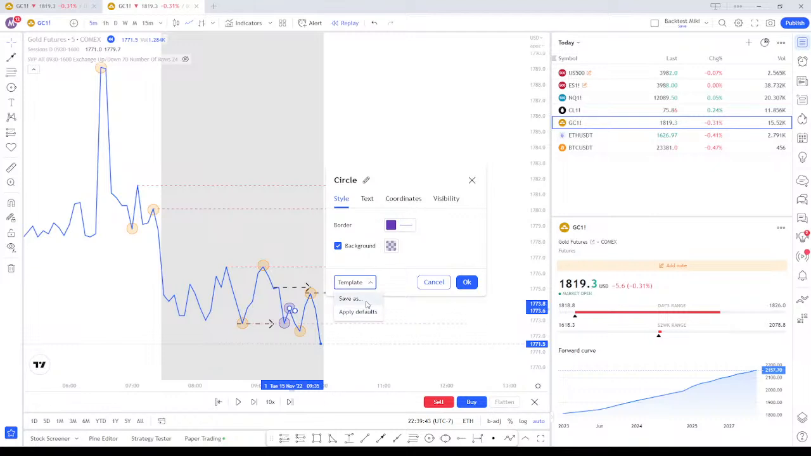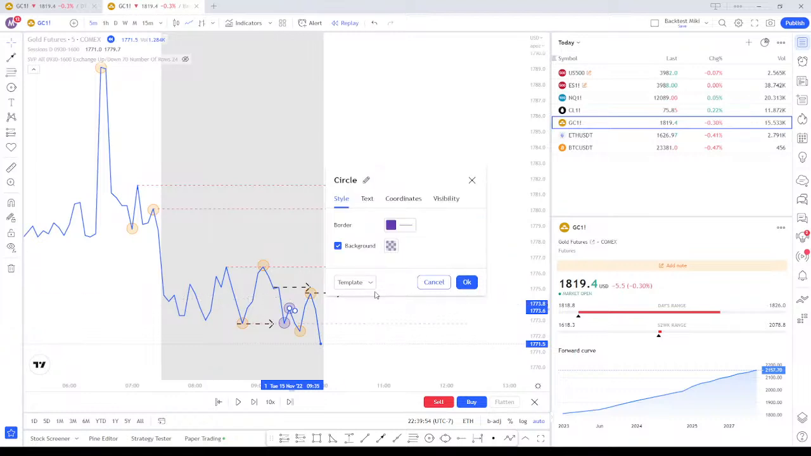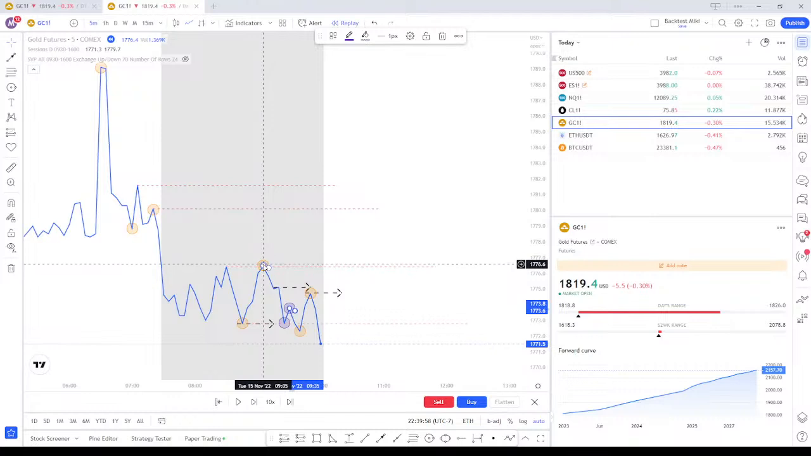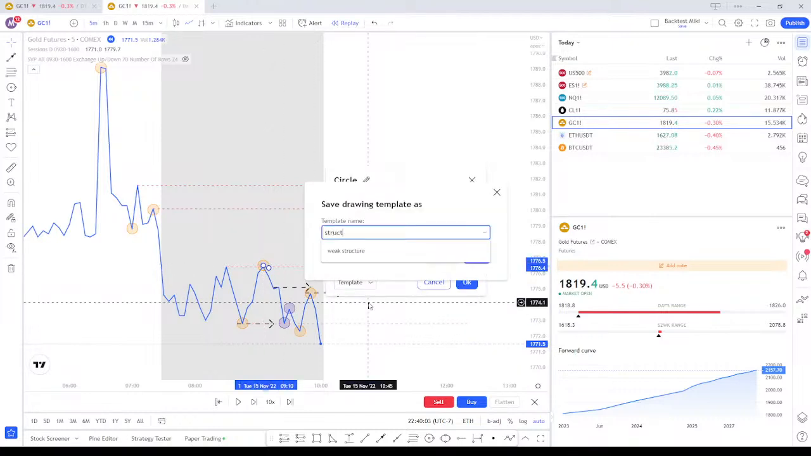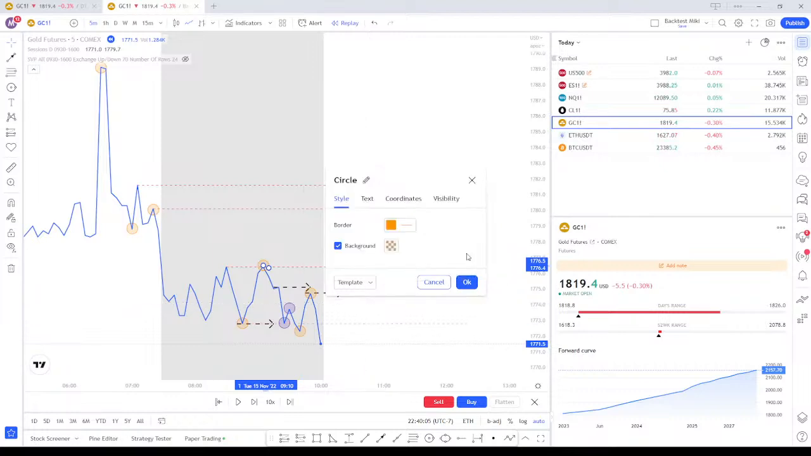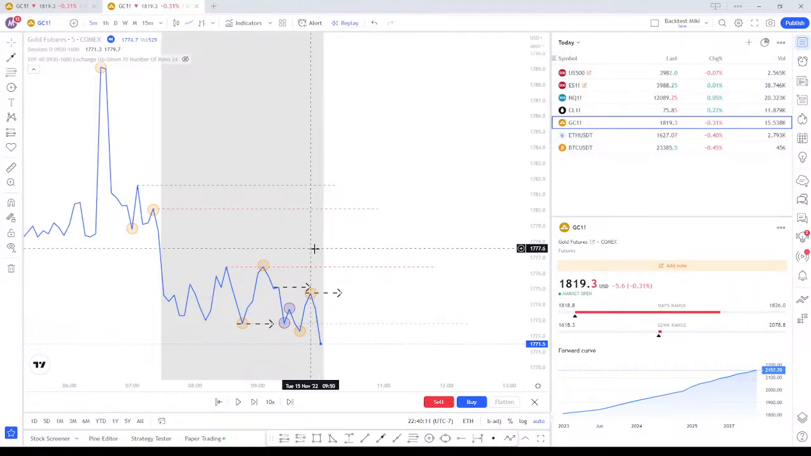Template, save as structure, weak structure. And then this template will be saved as structure. Alright, so that way we know we don't have to keep, we just change it.